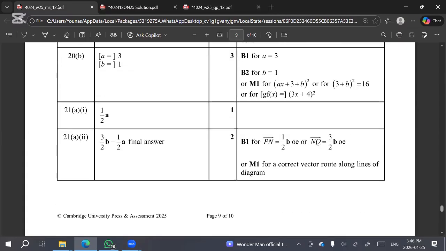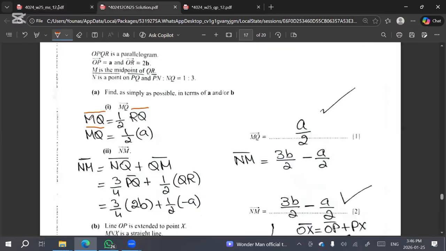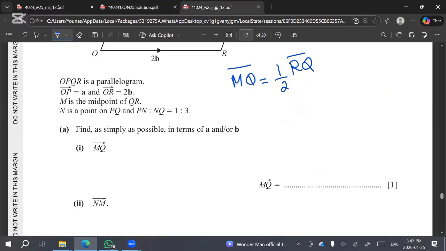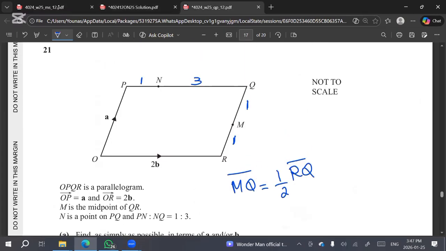Oh, sorry, 21, and it's a part. Okay. So a by 2 is the right answer, sir. I hope you understand this. Okay, then their question is find the NM. So you want to find out the NM, very simple.